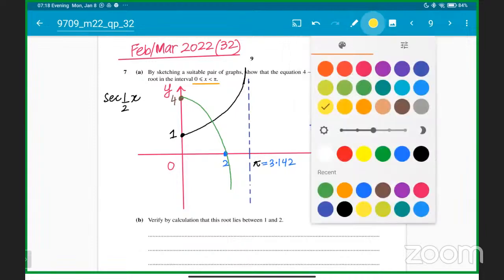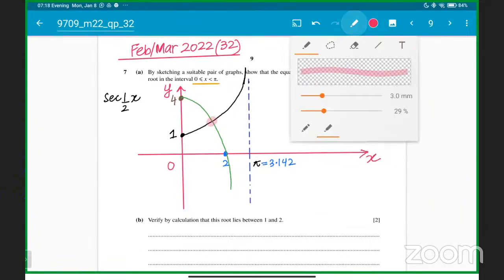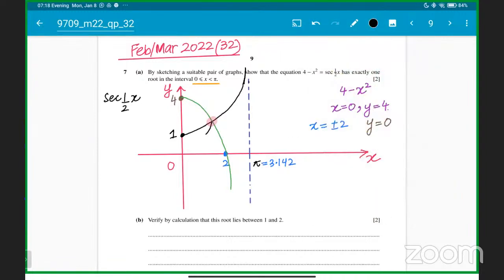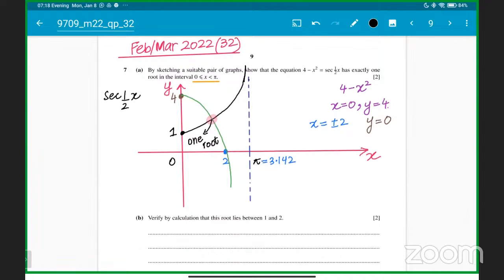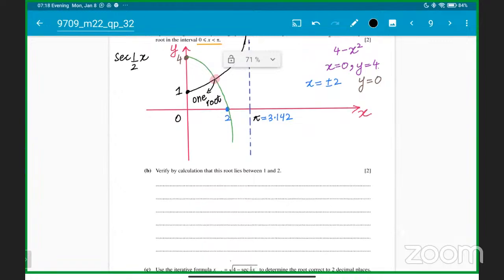And they're cutting at the black part. So make sure you tell the examiner, here we go, that this is the part where you have one real root. Okay, understood, students? This will be the one root that you have. Okay, one root in the interval of 0 till pi. Hope students got this. Make sure you draw properly so that you get the full 2 marks. And then you have to verify by calculation.